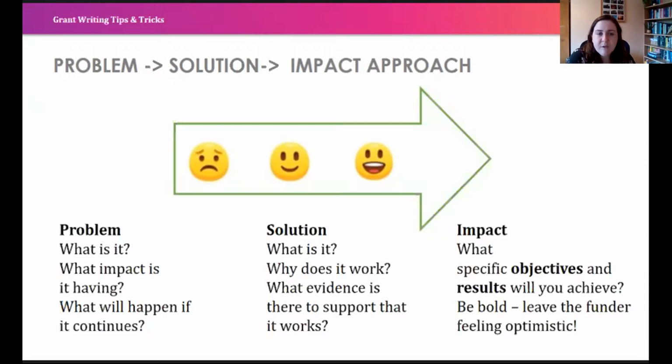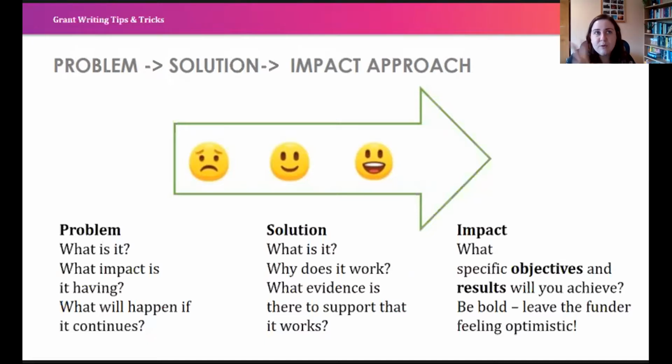And then the solution: what is it? Why does it work? What evidence is there to support that it works? Don't ever take it that this is a no-brainer, of course this would work. There should always be some evidence. There should be some kind of precedent or proof that the solution you're offering is going to work. And then impact: what specific objectives and results will you achieve? You want to try and be bold and leave the funder feeling optimistic.